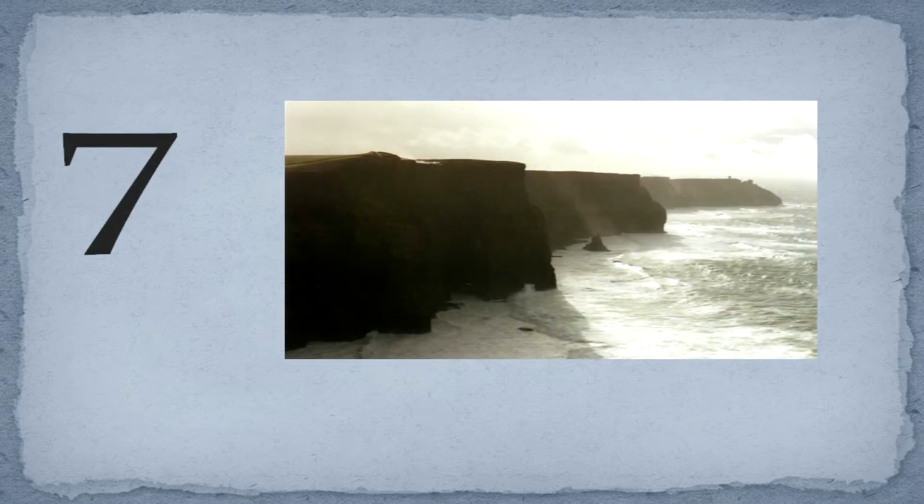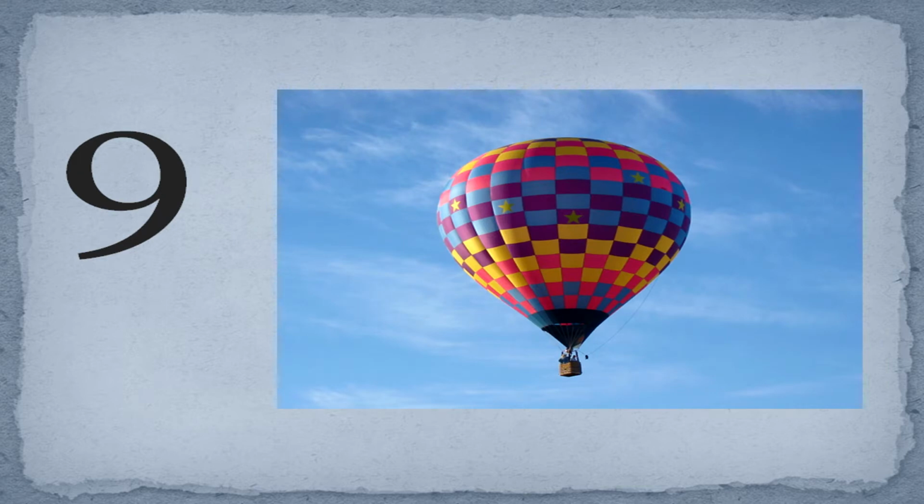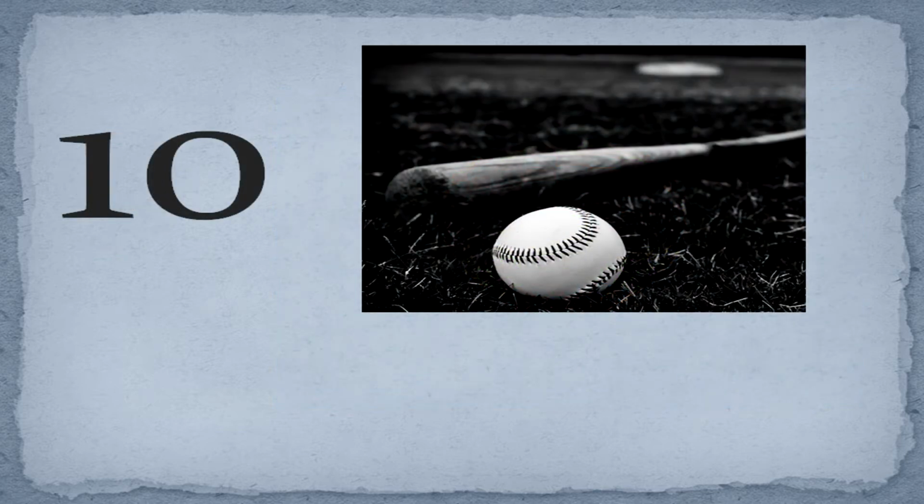7 as the cliff. If you look at the 7 and you kind of imagine you're at the top of that number 7, looking down, you're going to kind of jump off of that. So 7 as a cliff. 8 is a pair of handcuffs. Take the 8 and you turn it to the side. 9 is a balloon. If you just kind of take the top of that 9 and swing it up a little bit, you'd end up with a balloon. And number 10 is a ball and bat.